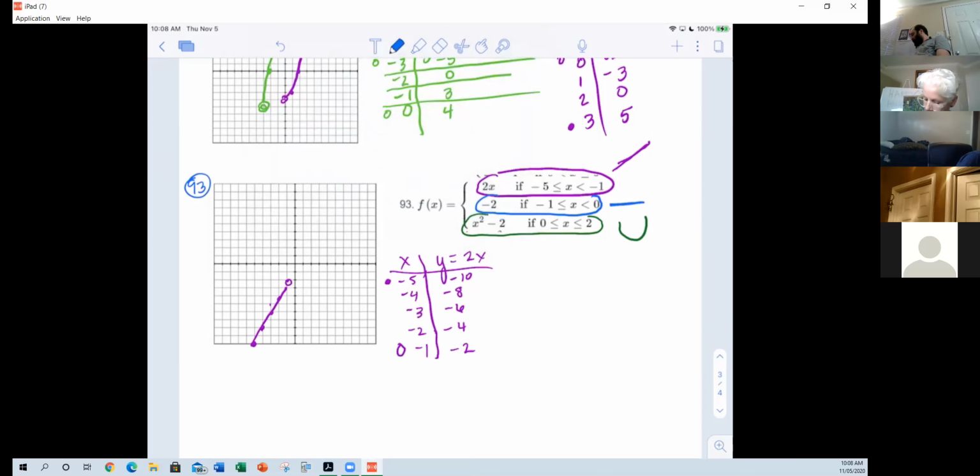The second piece is y equals the constant -2. So we said it's going to look like a horizontal line. So it goes from -1 to 0 with a solid dot on the -1 and an open dot on the 0.